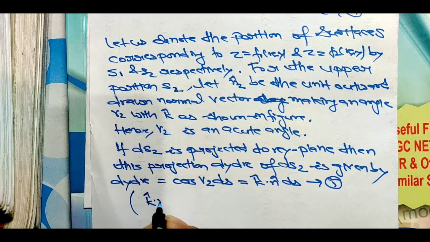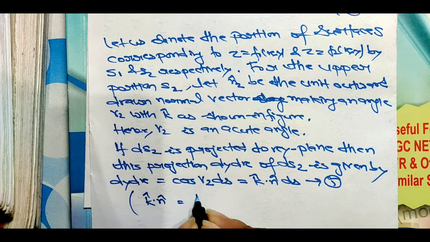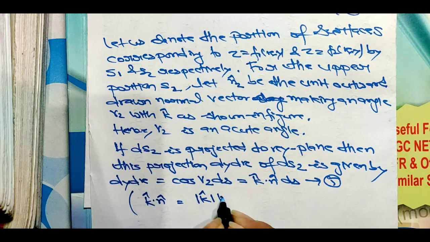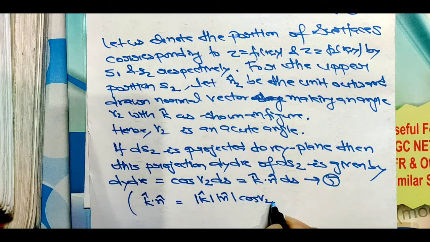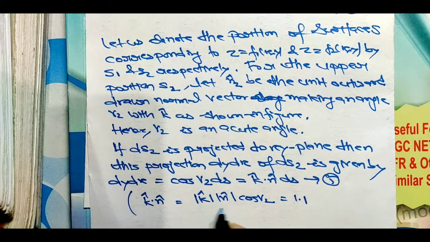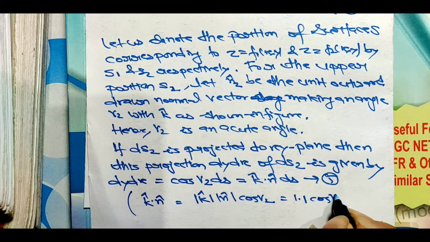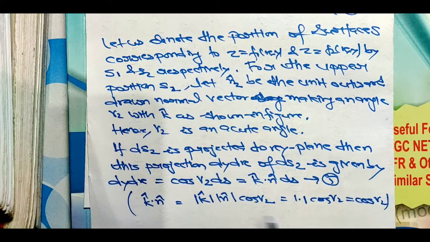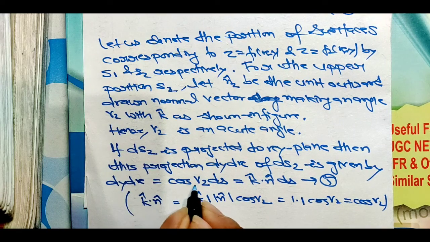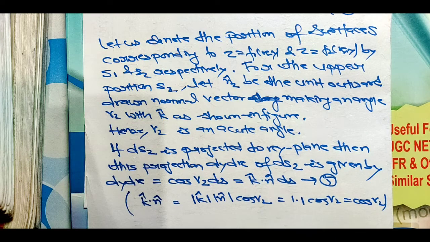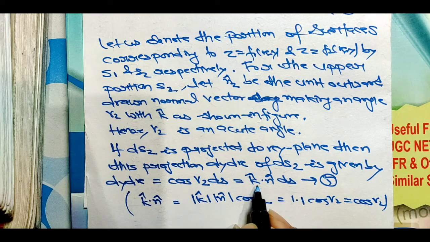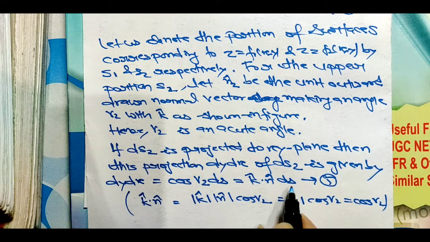If we write k cap dot n cap, what do we get? The modulus of unit vector k cap, times n cap, times cos gamma 2, where they make the angle gamma 2. So the value of the modulus is 1, because this is a unit vector, and we get cos gamma 2. So we can write dy dx equals cos gamma 2 dS, which equals k cap dot n cap dS. In place of cos gamma 2, we write k cap dot n cap dS.